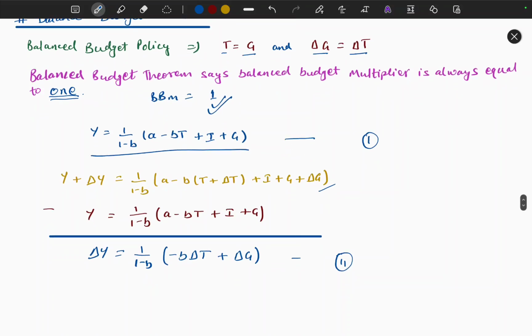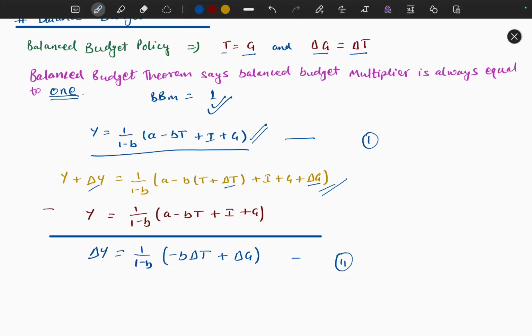I have written this equation ahead of time. This equation is nothing but the income determination in the three-sector model that we derived in the previous videos. In this equation, what I am doing is introducing the changes: delta y, delta t and delta g. So these are the changes that we have introduced.